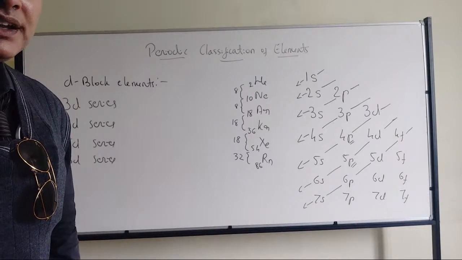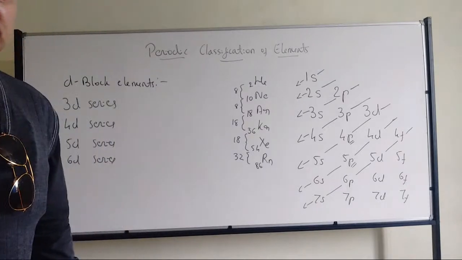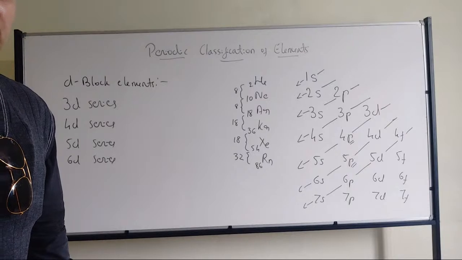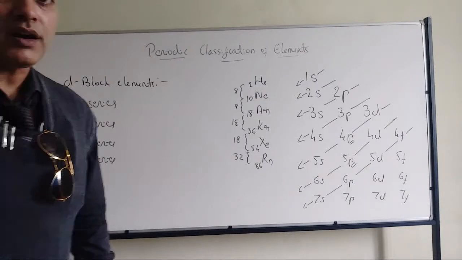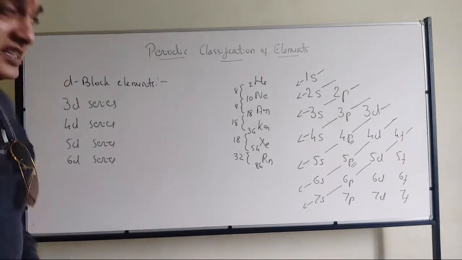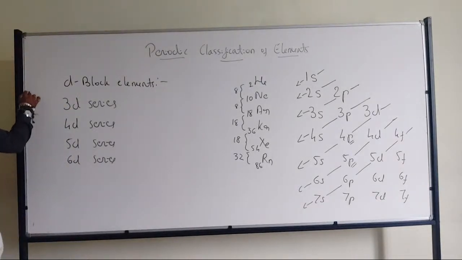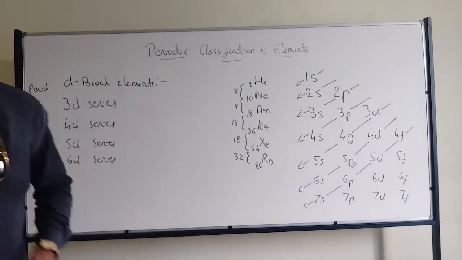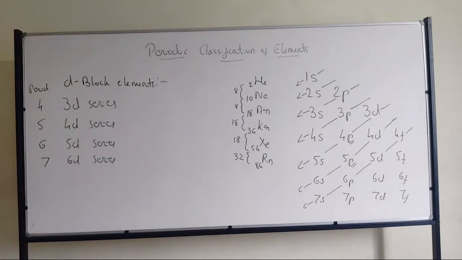Most of them are metals, not metalloids. Metalloids come only in P block, not in D block. Any one of you? Yes, Chitwan, you are right. So it belongs to period 4. What about 4D? It belongs to period 5. What about 5D? It belongs to period 6. What about 6D? It belongs to period 7. Got my point? So that's where we have the D block elements which belong to period number 4, 5, 6, 7, where they are called 3D series, 4D series, 5D series, 6D series.